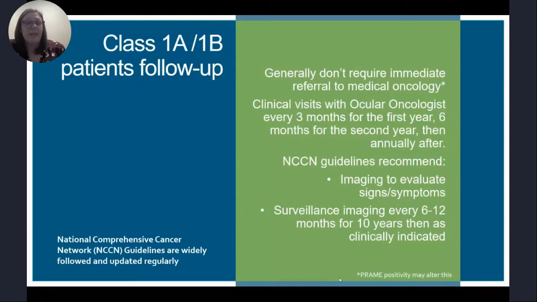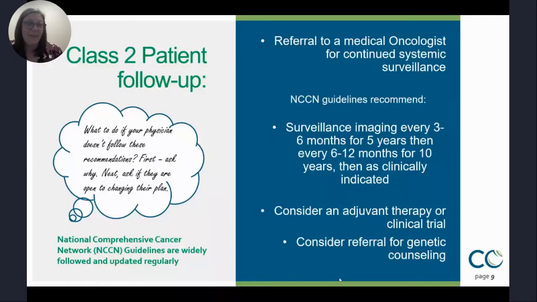NCCN, which is the National Comprehensive Cancer Network, guidelines recommend imaging to evaluate signs and symptoms and surveillance imaging every 6 to 12 months for 10 years, then as clinically indicated. Now, for class 2, we definitely refer them to a medical oncologist for continued surveillance. And the surveillance imaging is recommended every 3 to 6 months for 5 years, then 6 to 12 months for 10 years, then as clinically indicated.